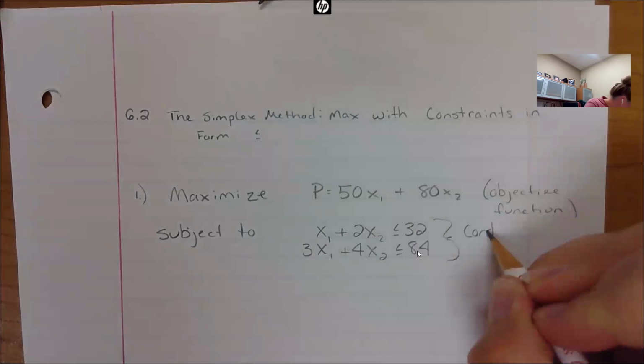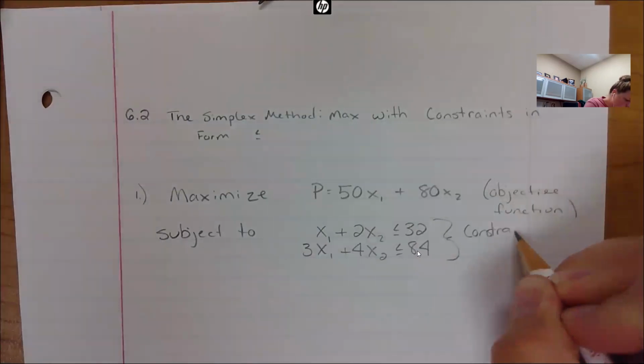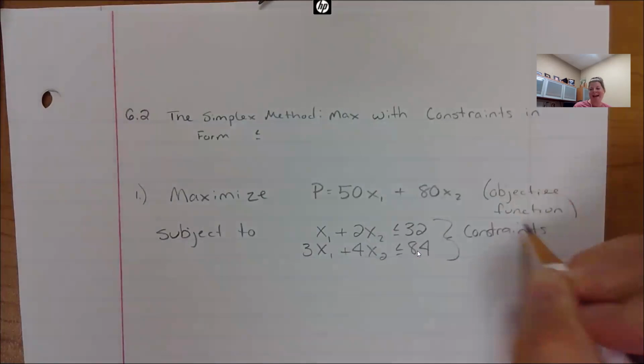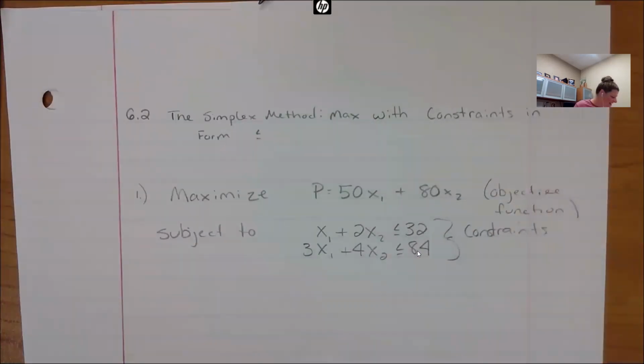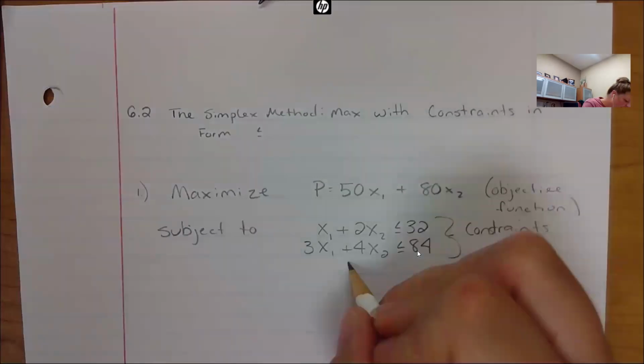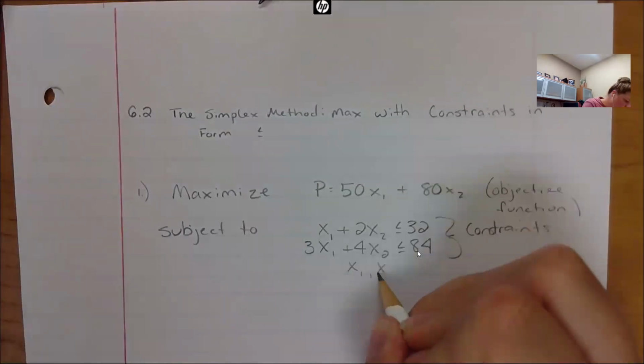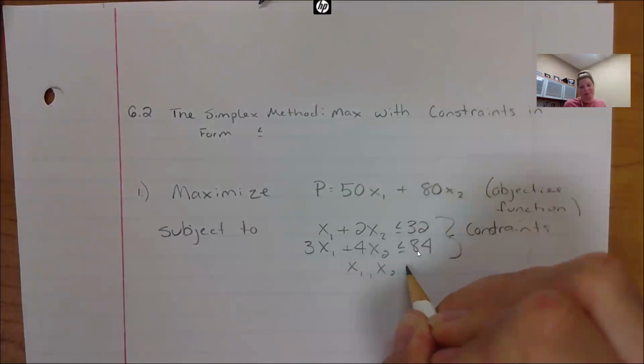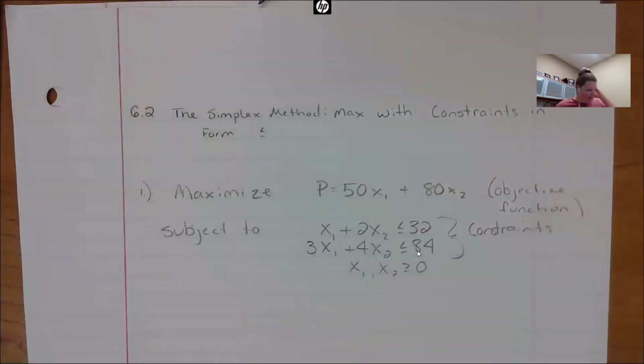I almost forgot the S in there. Constraints. The S is hiding in there. And we usually also have non-negative constraints. Goodness, you get to where you just kind of ignore these, but really x1 and x2 have to be bigger than or equal to 0. Those are the non-negative constraints.